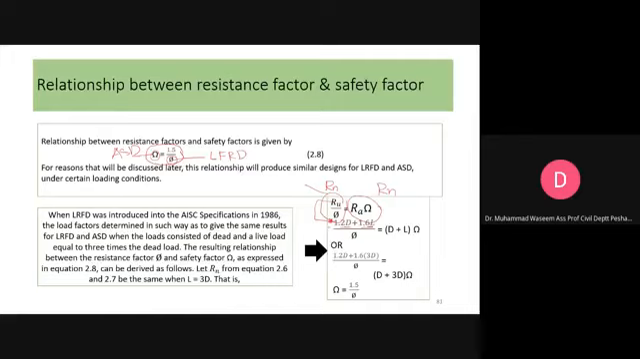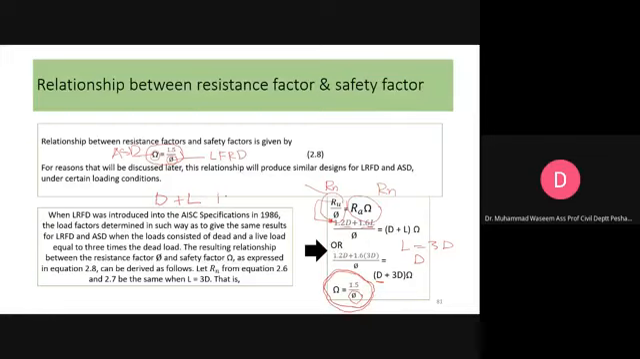So what you will get at the end is that the factor of safety of the ASD case and the resistance factor in the case of LRFD are interrelated through this equation. And this equation is valid if the live load is 3 times the dead load. You have dead load, you have live load. This is for the case of dead plus live load only.